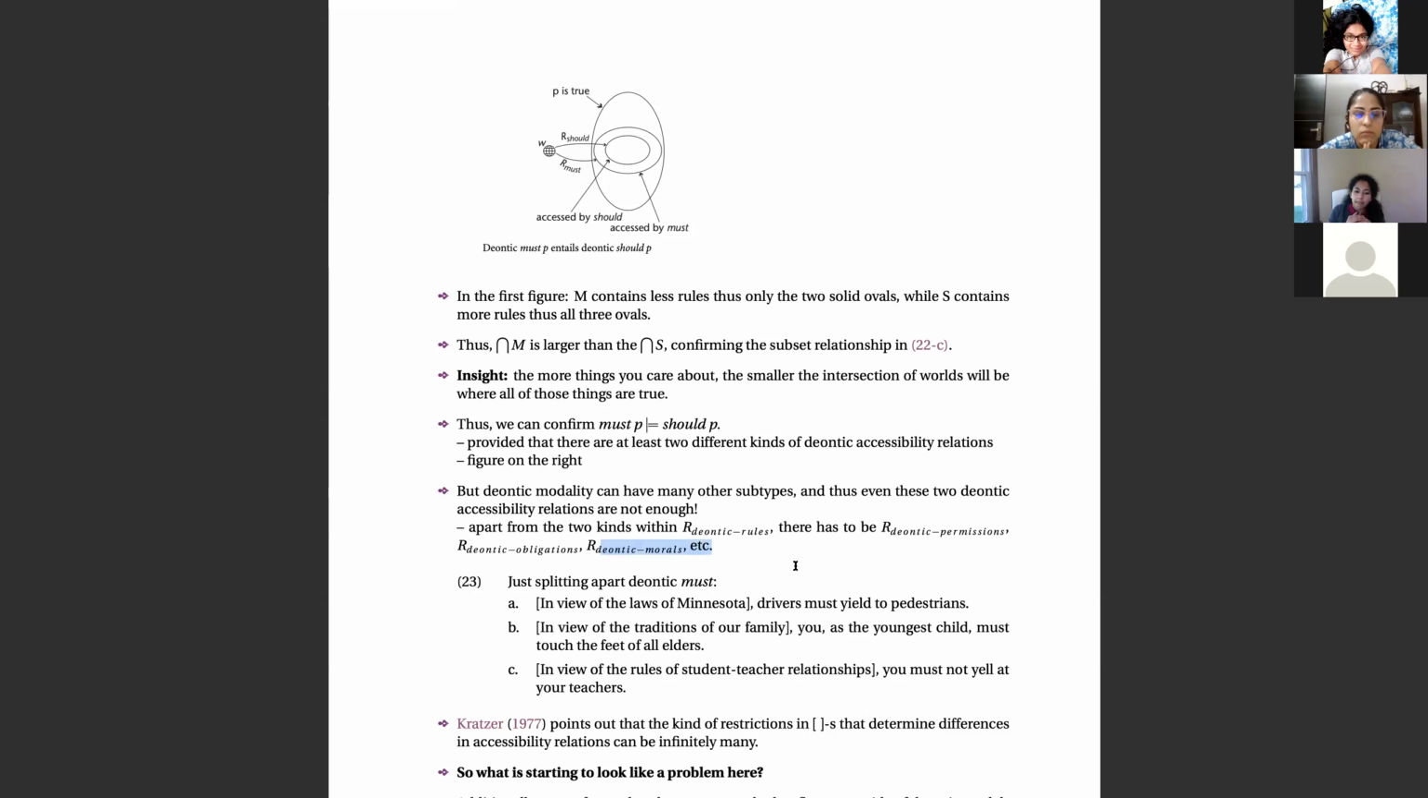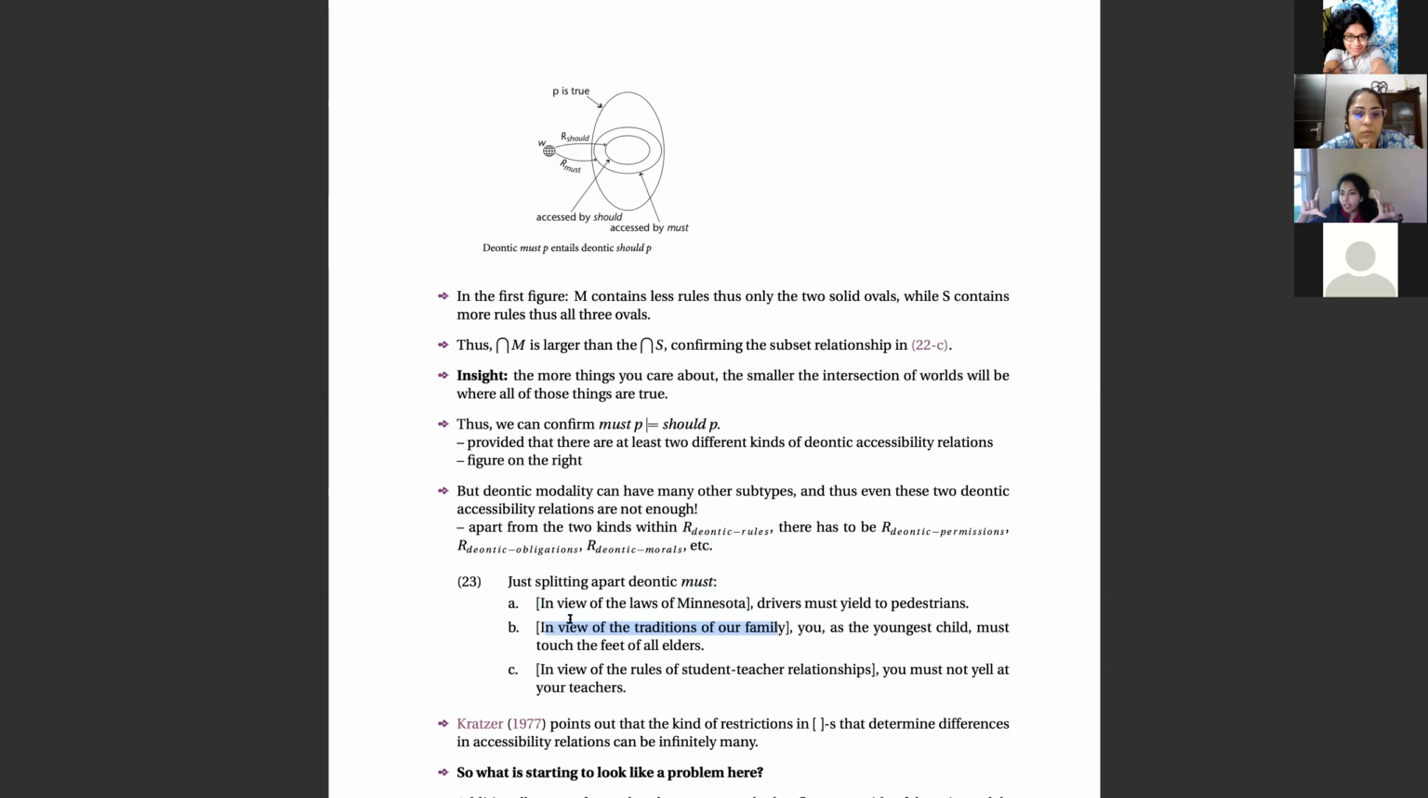Now, how do we know these things exist? You can look at just must and the many accessibility relations it can have. For example, you can say, in view of the laws of Minnesota, drivers must yield to pedestrians. In view of the traditions of our family, you as the youngest child must touch the feet of all elders. In view of the rules of student-teacher relationships, you must not yell at your teachers.